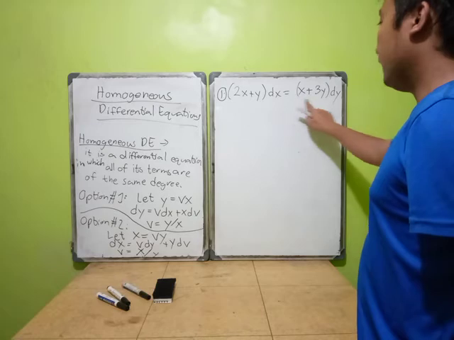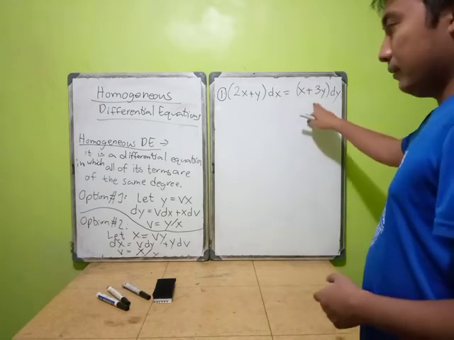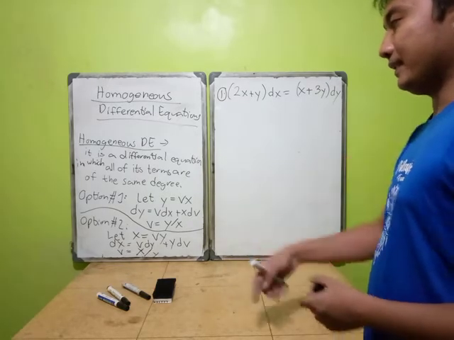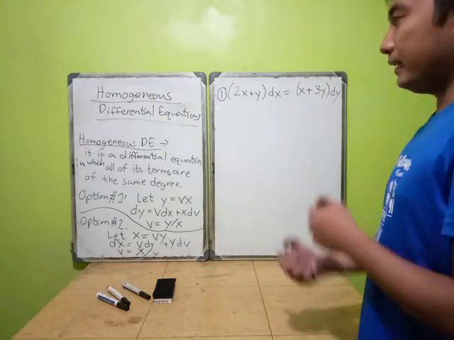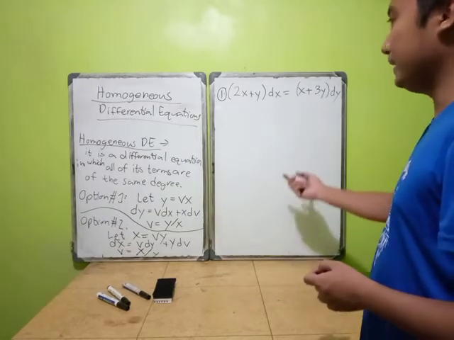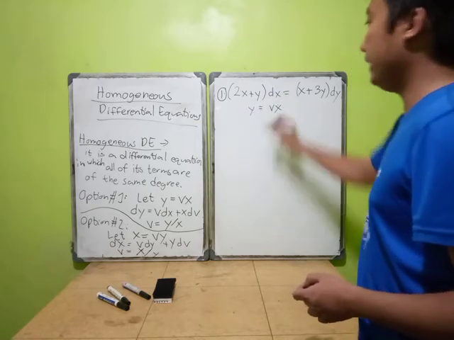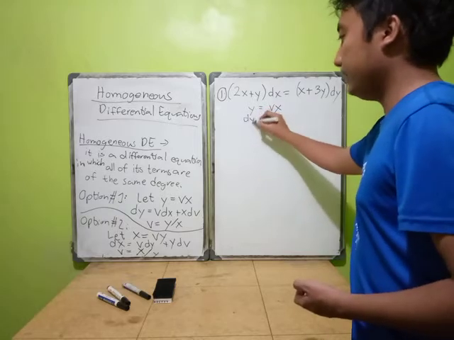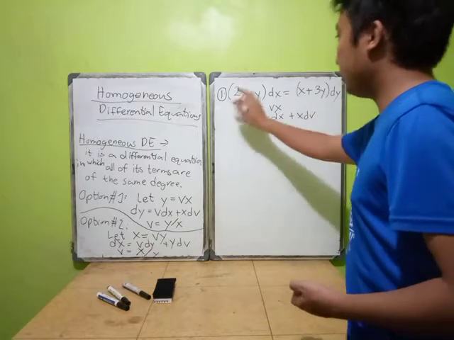So, since mukhang in my assessment, pwede namang i-apply yung any of these options. Okay? One option number 2 kasi the degree of complexity seems equal lang naman. So, I use option number 1. So, I let y is equal to vx, and dy is equal to v dx plus x dv. Okay, so without further ado, let's go.